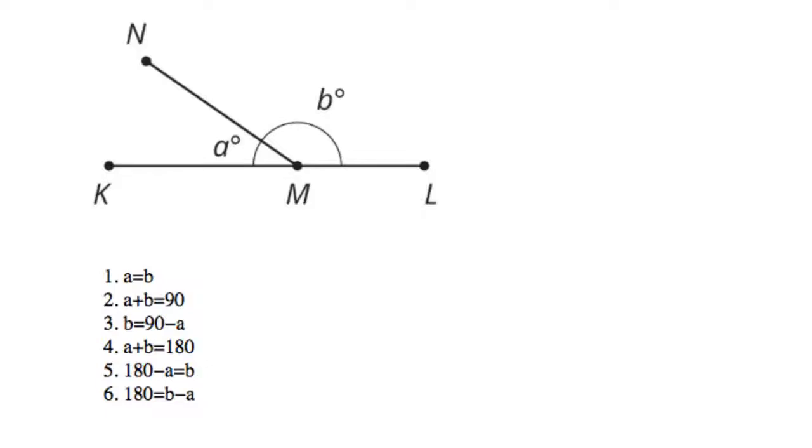So as we look at the possible choices here, the one thing we definitely need to remember is that this is a straight line, and we know that that's going to be 180 degrees. So as we think about these, A definitely does not equal B, so it cannot be the first one. And A plus B does not equal 90 because we already know that it's 180 degrees, so that can't be the case. And then if you take 90 minus A, that doesn't equal B. We still are at 180 degrees, so it cannot be 3.